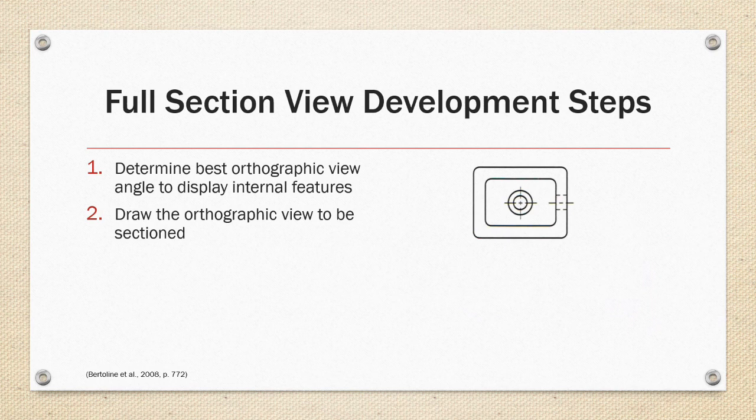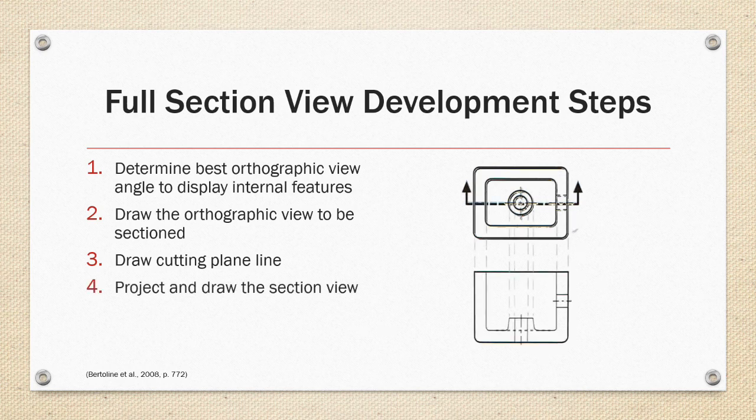Second, draw the orthographic view to be sectioned. In our example on the right, it is the top view. Third, draw the cutting plane line with the arrows in the direction desired. In our example, they are pointing in a direction to result in a section view in the frontal plane.